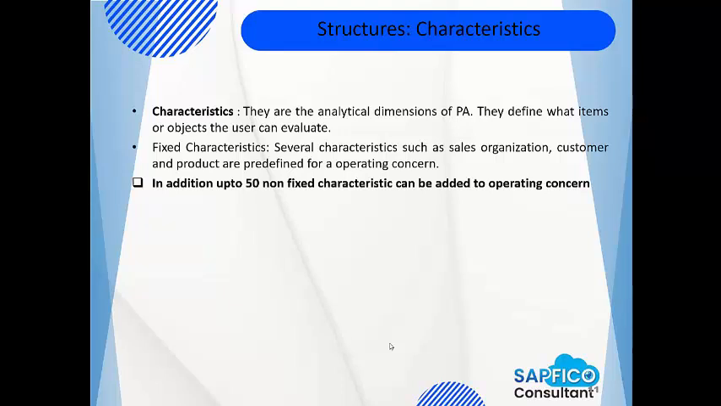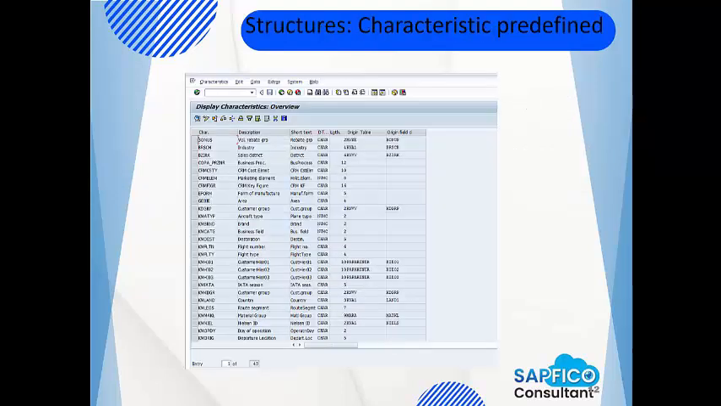So what are characteristics? They are analytical dimensions of profitability analysis. They define what items or objects the user can evaluate. So there are fixed characteristics. Several characteristics such as sales organization, customer, and products are defined for an operating concern. In addition, up to 50 non-fixed characteristics can be added to an operating concern. So here are the predefined characteristics. These are all what is available.